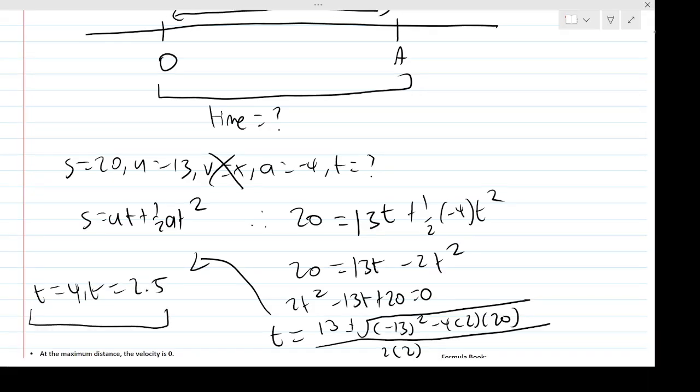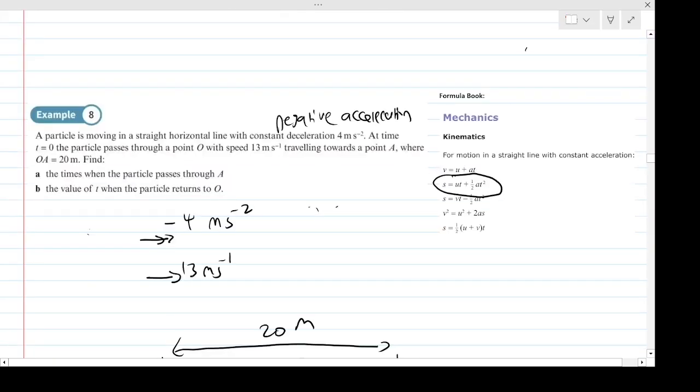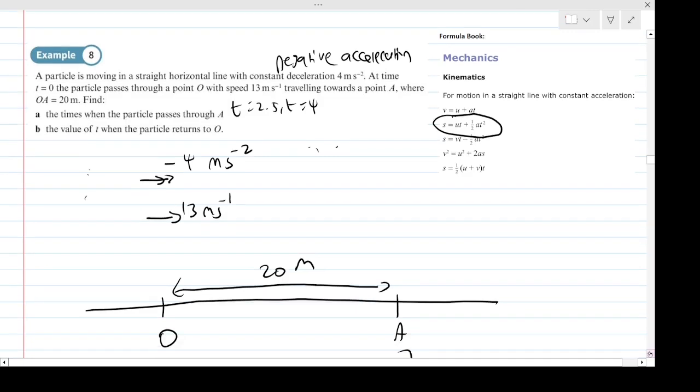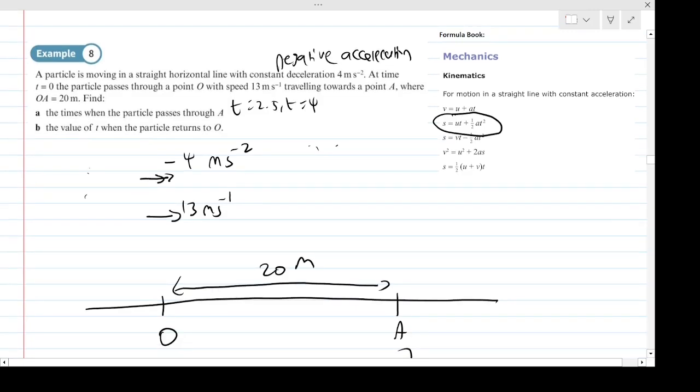Okay, so I have 2 different values of T. They both seem plausible solutions, right? They're both positive, they both seem normal numbers. And actually both of these are solutions. If you look at the question, it says the times, which is plural, implying 2 solutions. So T is 2.5 or T is 4. Now, why are there 2 values of T? This is a really good question to illustrate this point.